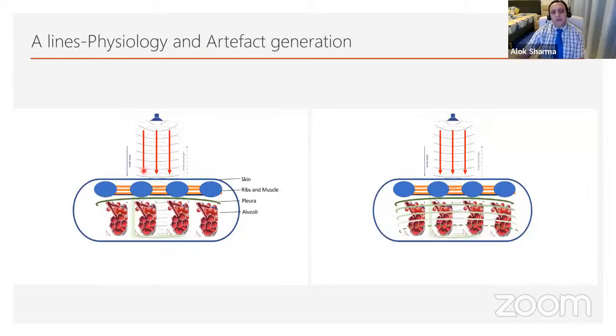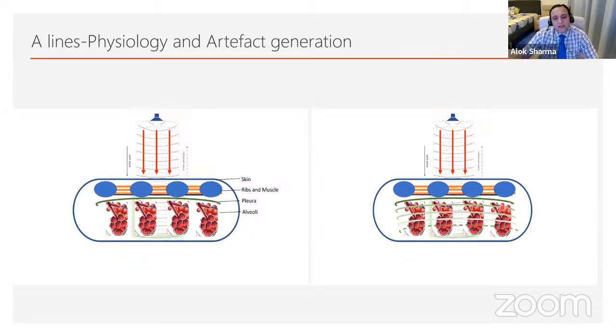Just in terms of terminology, just giving you a little bit of an idea about A-lines. A-lines are basically formed, and have artifact generation, based on ultrasound waves that come and hit the skin, pass through the intercostal spaces, and interact with the pleural line. So if you have well-aerated lung with very little interstitial fluid, the ultrasound waves will interact with the pleural line. And what they will do is they will reflect off the pleural line.